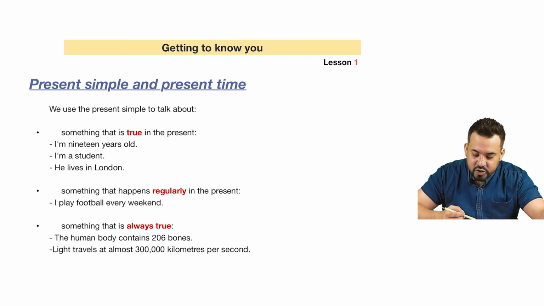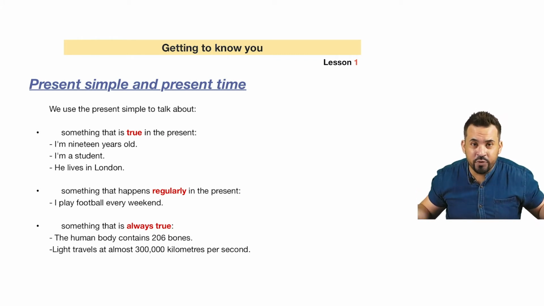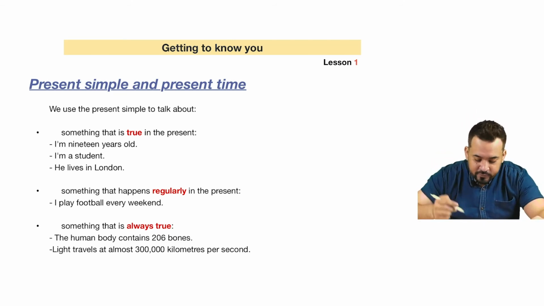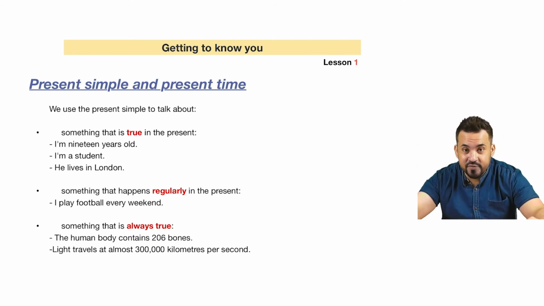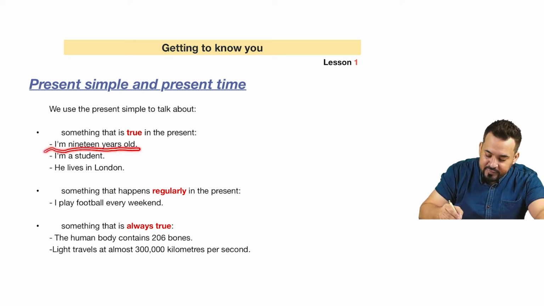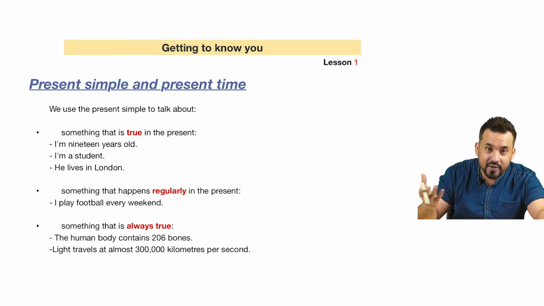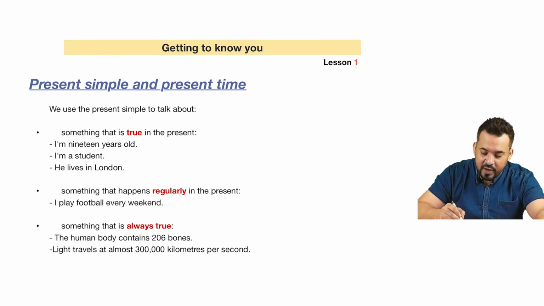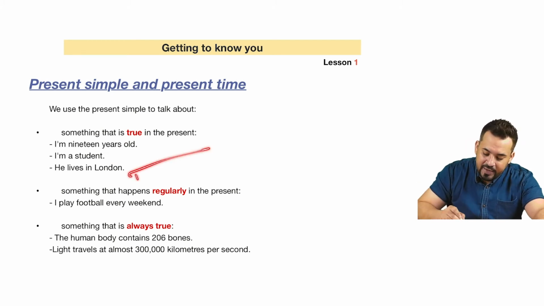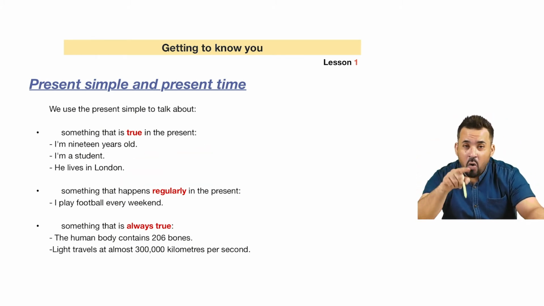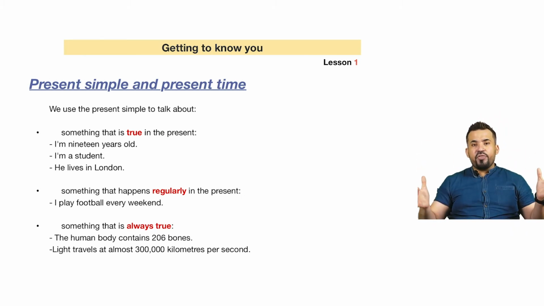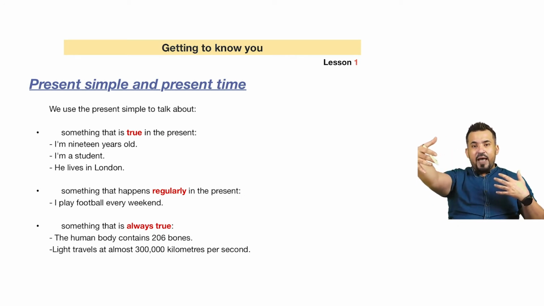I am 19 years old. What, did you think I was older? No, man. It's just the bad lighting. I am 19. I am a student. He lives in London. So with I am 19 years old, this is a fact. It's your age. I am a student, this is your occupation or what you do in life. He lives in London, another fact. Or this could be considered a long-term thing. Remember, long-term thing means something that will continue to happen for a while.